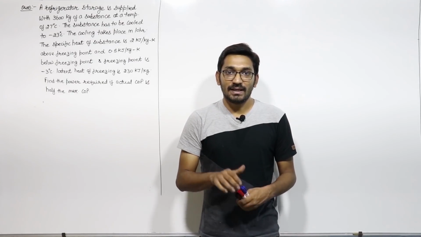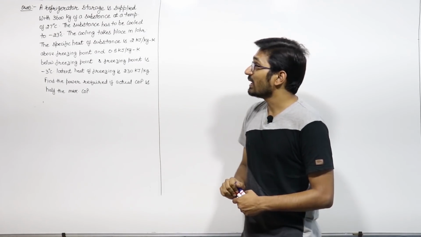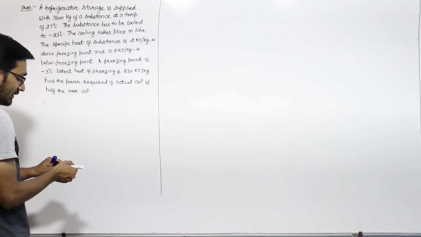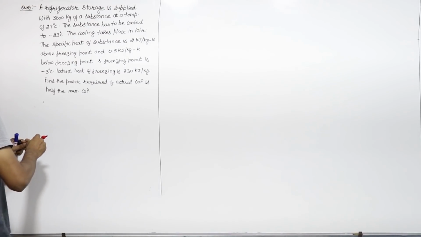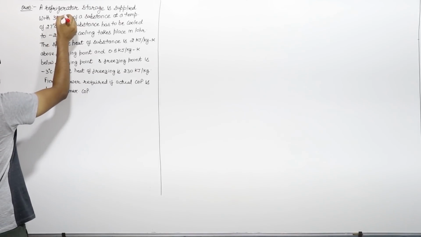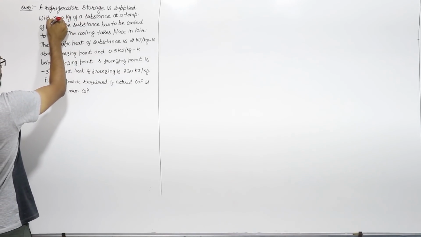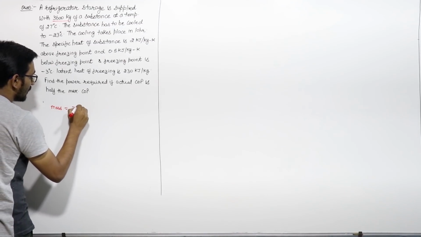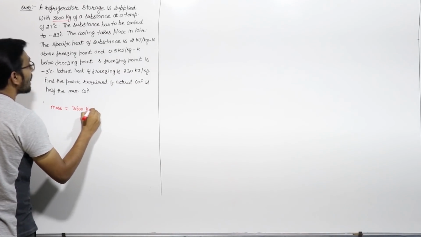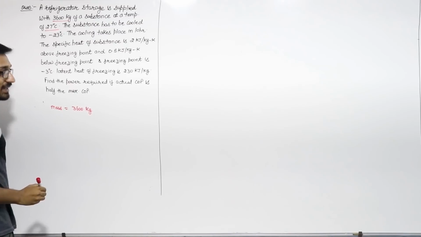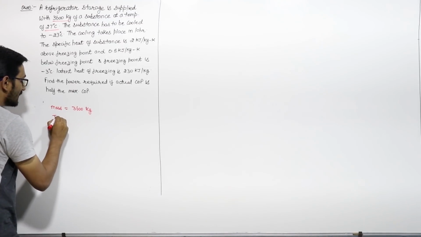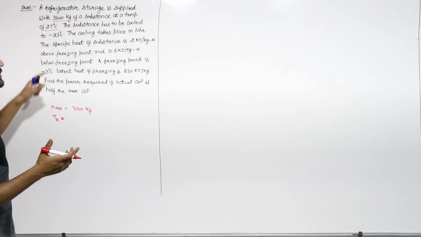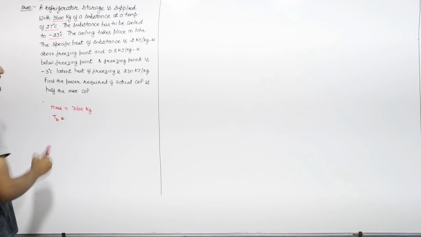Now let us solve one very important question of refrigeration and air conditioning. The statement says that there is a refrigerator storage in which a substance is supplied with a mass of 3600 kg. So we have mass of the substance equal to 3600 kg at a temperature of 27 degrees Celsius. So the higher temperature is given. At a temperature of 27 degrees Celsius, the substance has to be cooled to minus 23 degrees Celsius.